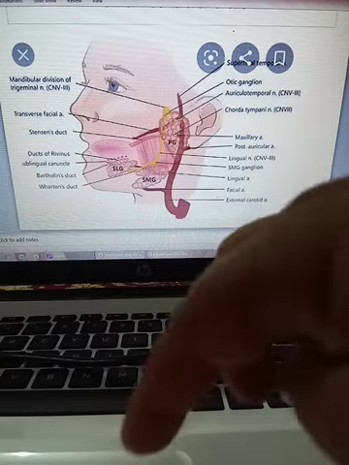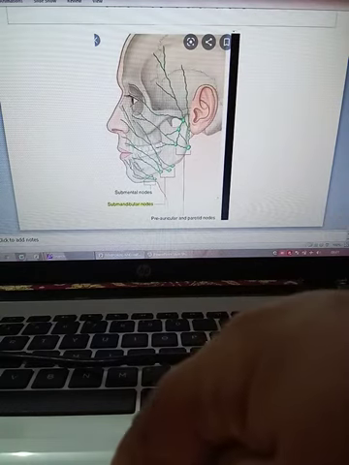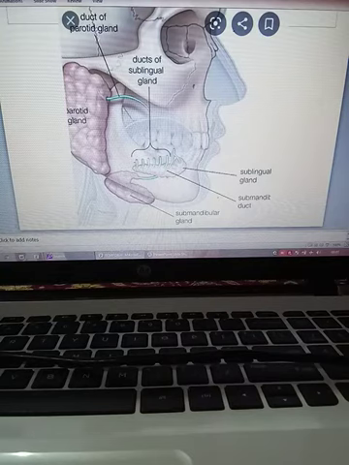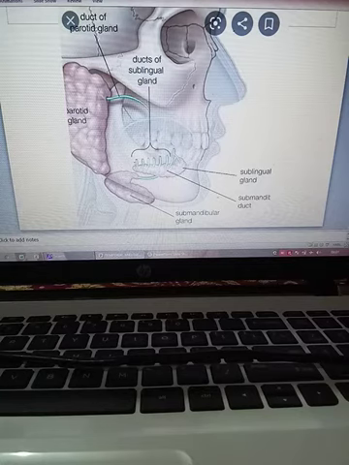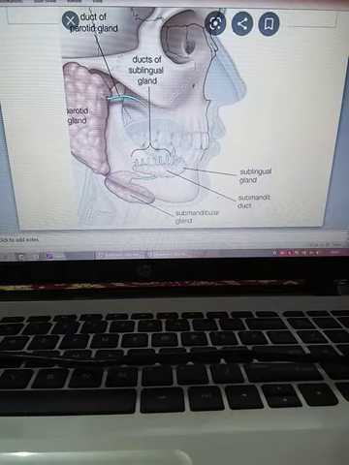Then comes, these are the submandibular lymph nodes draining the area. Then comes your sublingual gland. It is the smallest of the three glands, almond shaped. This is your sublingual gland. It is almond shaped, 4 grams in weight.